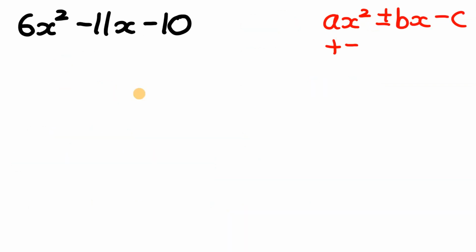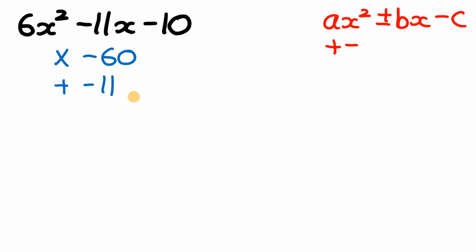Okay, so here's another example where we have 6x squared minus 11x minus 10. So we need to find two numbers that multiply together to give AC. So A is 6 and C is minus 10. So 6 times minus 10 is minus 60. So we need to find two numbers that multiply together to give minus 60, but add together to give minus 11 here.